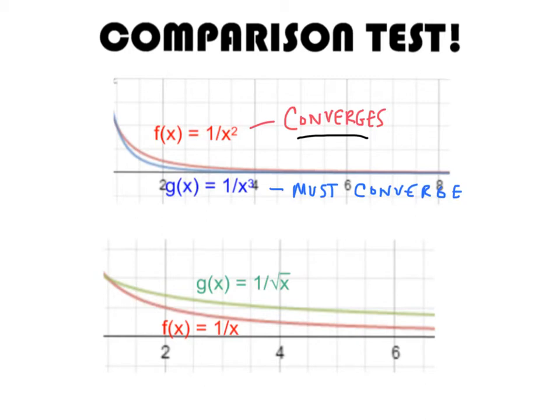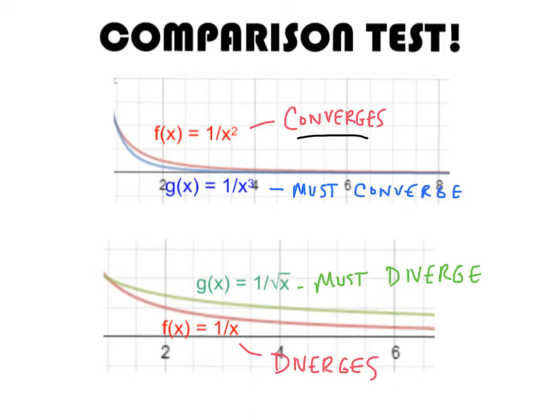This next example, 1 over x, on the very first day we looked at and we said that this diverges. It's not small enough that we can actually get an answer. And above that I've graphed 1 over the square root of x, which is a larger function. You can see that it's even bigger than 1 over x. So doesn't it make sense that if it's even bigger, it must diverge? Now, this is the way you could use the comparison test.